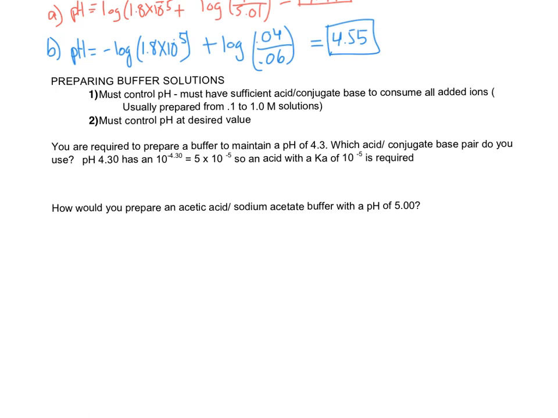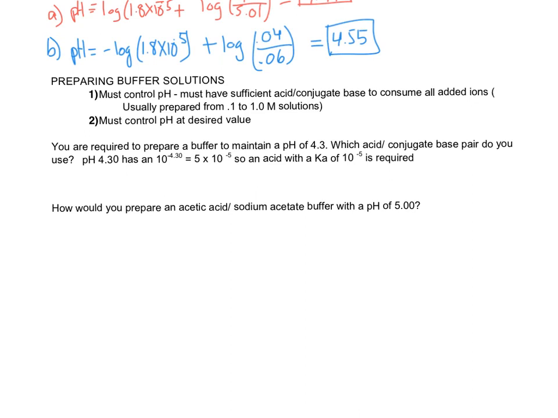So, let's say I want to make a buffer that will maintain the pH at 4.3, which means that I want my H plus concentration to be 10 to the negative 4.3, which ends up being 5 times 10 to the negative fifth. So I would want to pick a buffer that's acidic, because that's an acidic pH. So I want to pick a buffer that is an acid with its conjugate base. So a weak acid and its salt, as opposed to a weak base and its salt, since this is acidic.